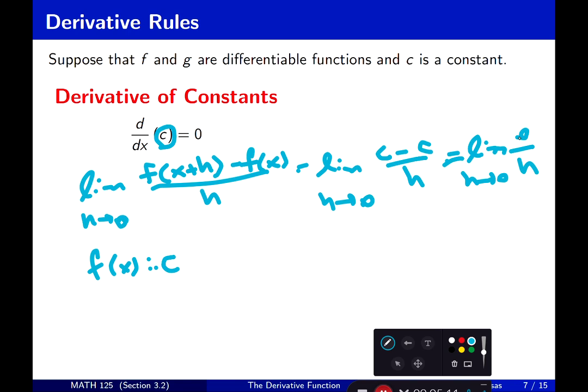And so if you imagine, 0 over h is 0 everywhere except at h equals 0, and since we're finding the limit, it doesn't matter what value it takes at h equals 0, because it doesn't exist there. And so this limit is going to be 0.